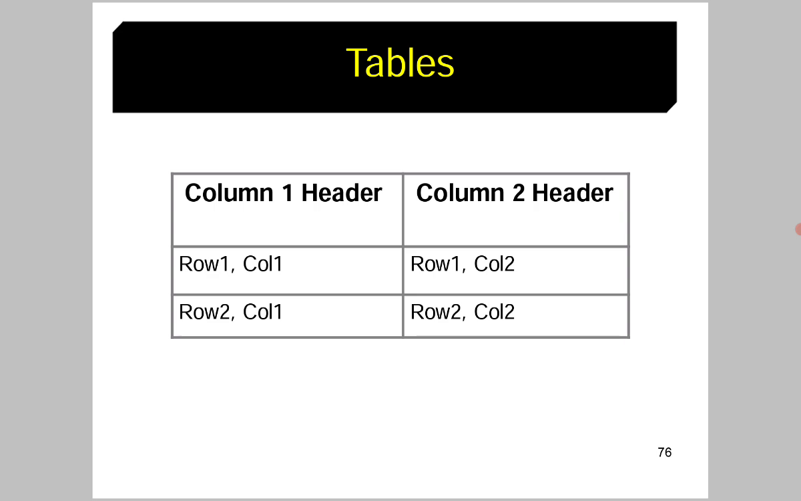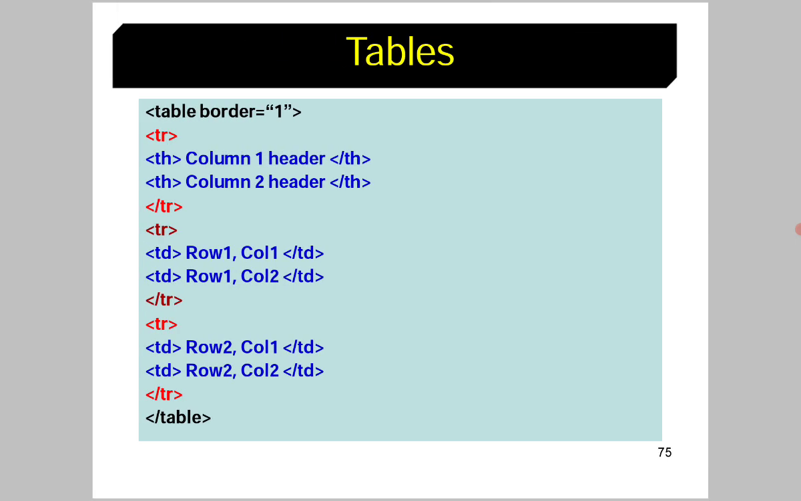The first cell is called row 1 and column 1. The second is row 1 and column 2. The third is row 2 and column 1. The fourth is row 2 and column 2. So how to create this type of table structure in HTML? By using the table tag. So we simply use the table tag.